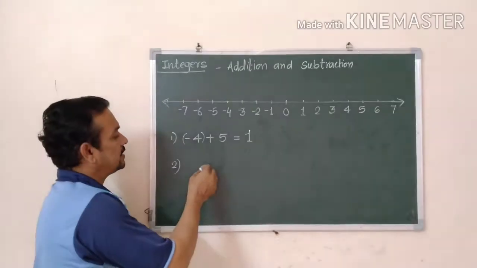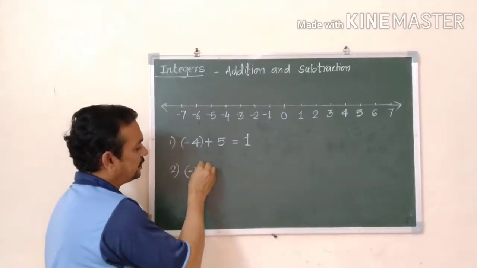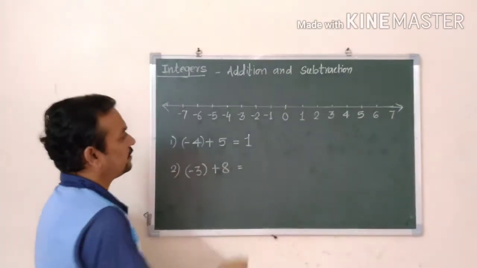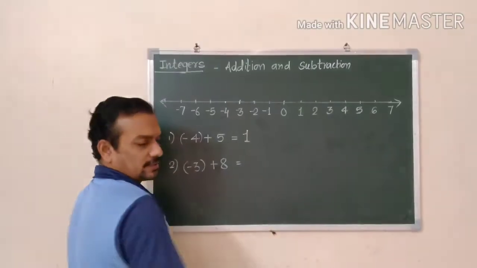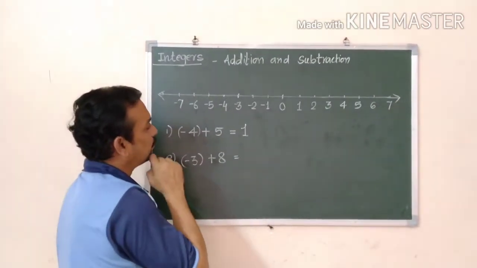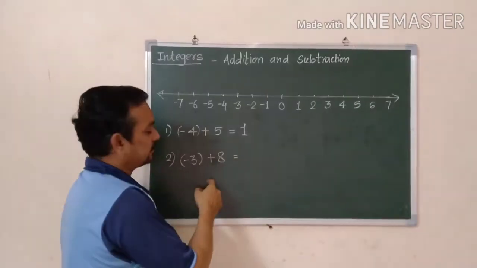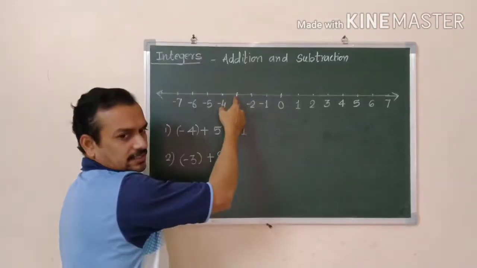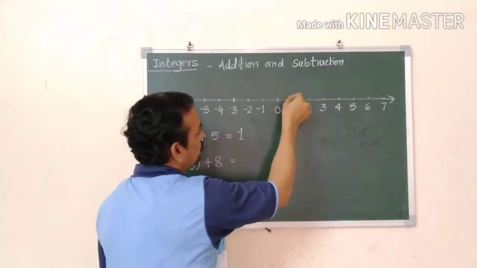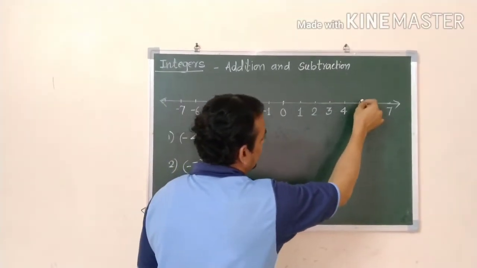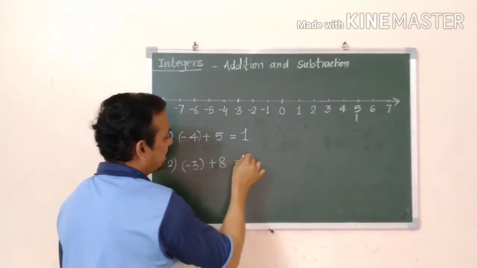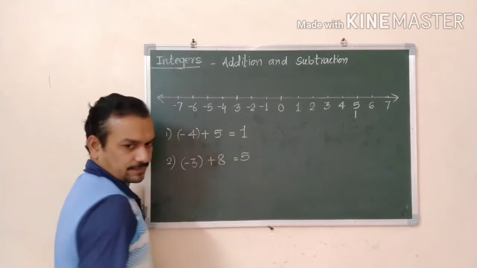Okay. The next example is -3 plus 8. Where is -3? Here is -3. We add a positive number to the given one. That means move forward 8 units. From -3, 8 units: 1, 2, 3, 4, 5, 6, 7 and 8. We got 5. That means -3 plus 8 is equal to 5.